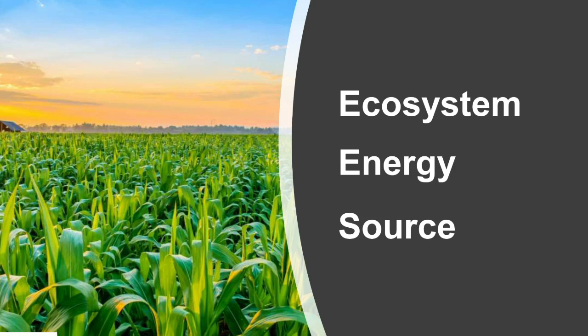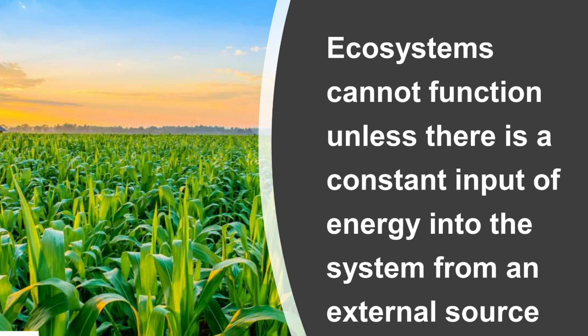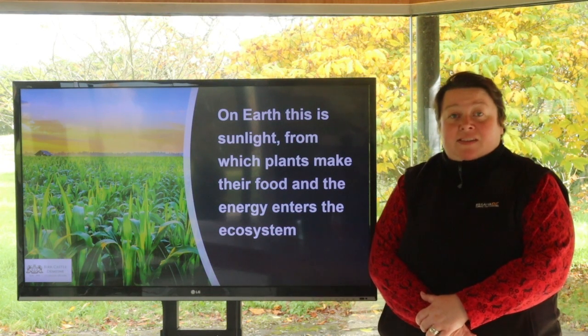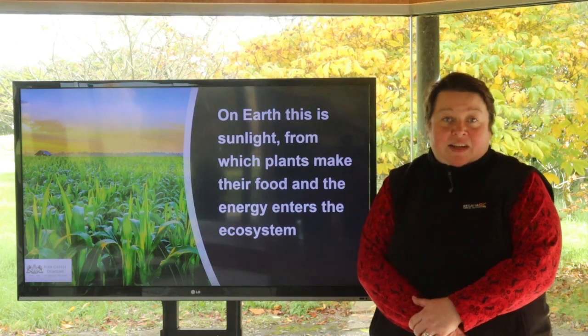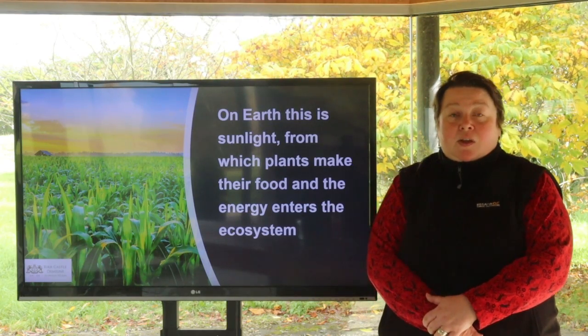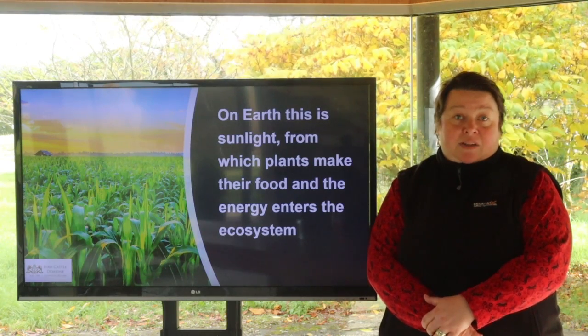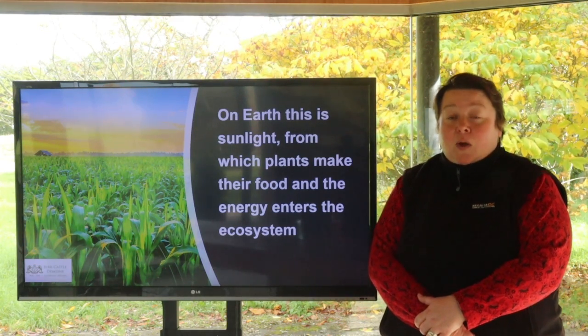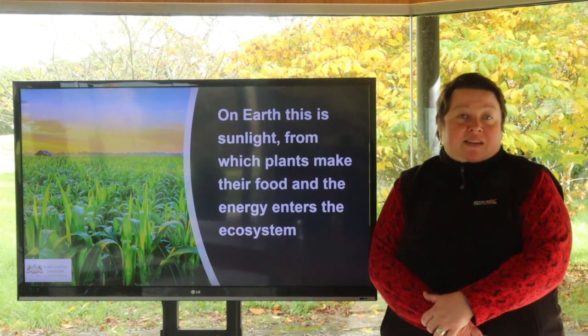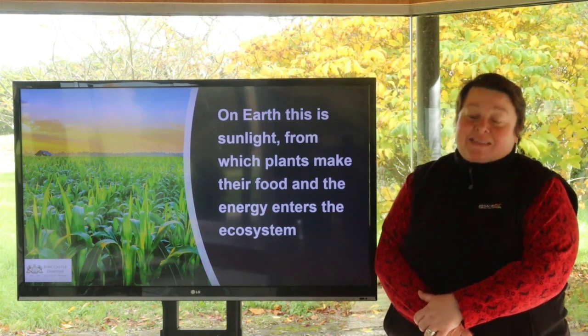Ecosystems cannot function without an energy source. On Earth, our energy source is the sun, and ecosystems cannot function without this constant input of energy. On Earth, sunlight provides our external source of energy. This sunlight is utilised by green plants, which photosynthesize and use the sunlight to produce their own energy.